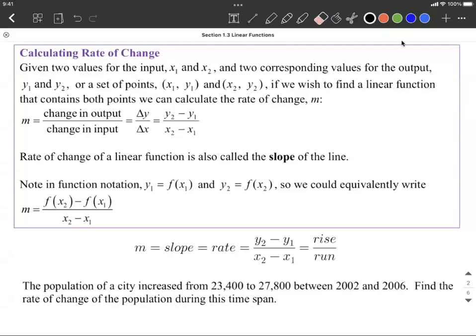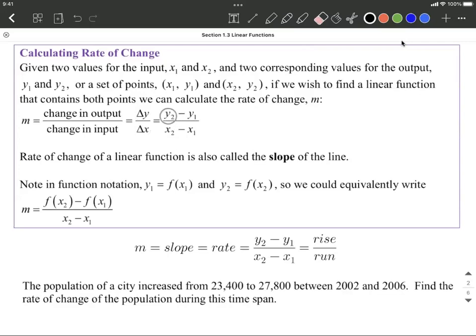Calculating the rate of change. So when we want to find the slope, m, the rate of change, what we have to do is figure out the change in output over the change in input. Sometimes mathematicians use delta, this triangle symbol, to mean the change in y's over the change in x's.